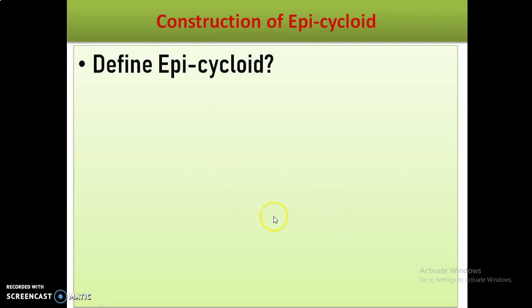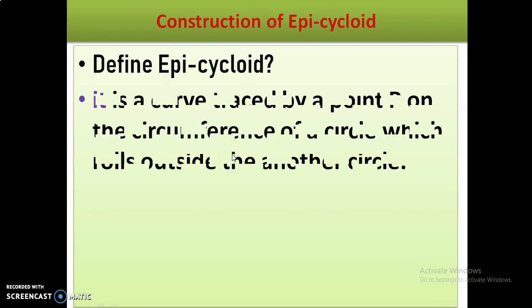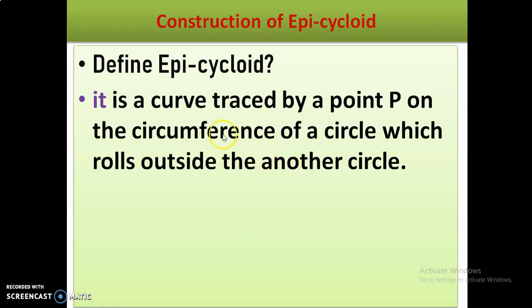Whenever a circular body rolls on another circle, it forms one type of curve called an epicycloid. Or we can define it another way: it is a curve traced by a point P on the circumference of a circle which rolls outside another circle without slipping. That curve is called an epicycloid.